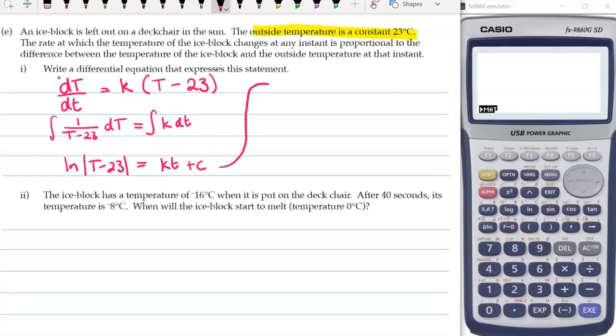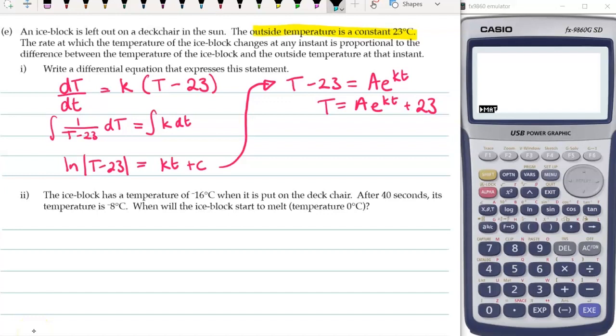And I'll just come up over here now. We want something that's an equation of T equals. So T minus 23, if we raise both sides to the power of e, it would be e to the kt plus c. Well, this can be rearranged to be A e to the kt just by using power rules. And so the temperature will be A e to the kt plus 23.